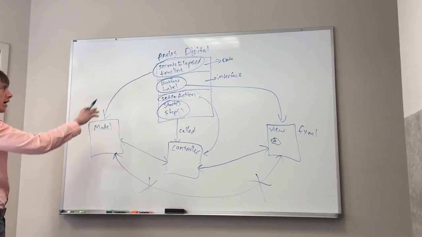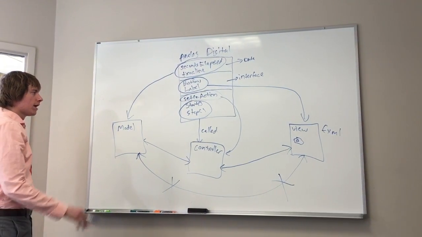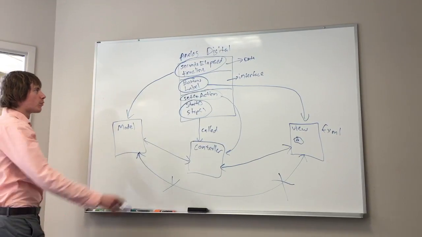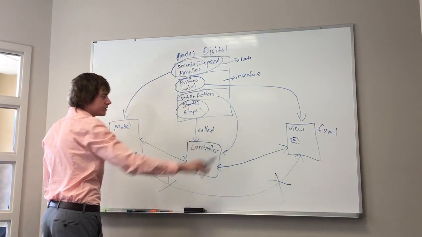So this is the basic concept of model view controller, and hopefully this will help you separate one class into the 3 separate classes.